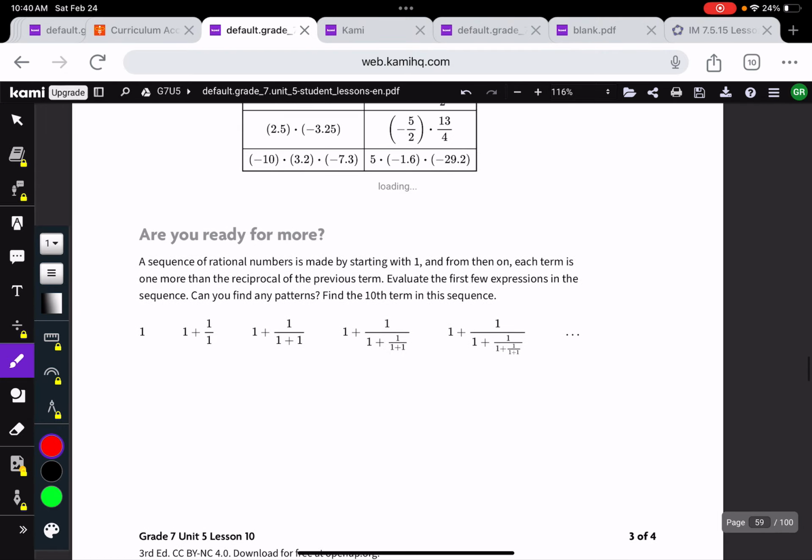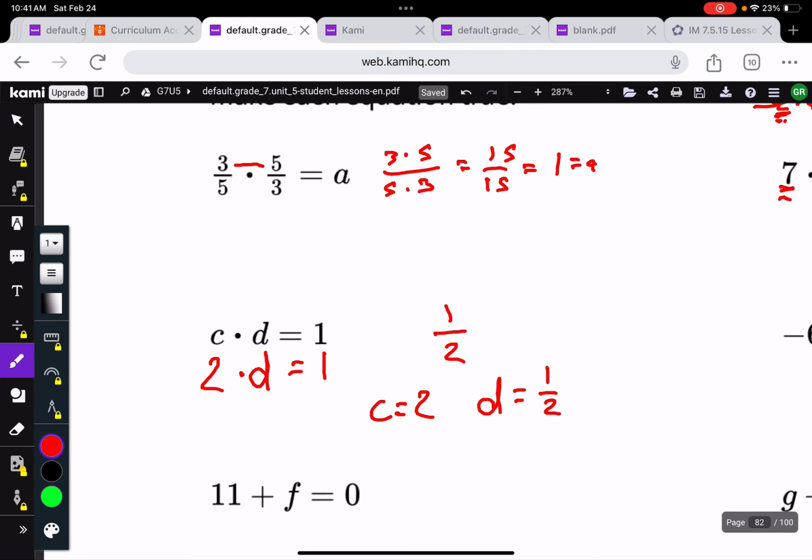So C times D, let's just say C is 2. Well, 2 times what is 1? Let's use the same thing we just did on the last problem. Means I take this 1, and take the answer divided by the problem. 1 over 2 means C could equal 2, like we just said, and that means D equals a half. 2 times a half is 1. In other words, what's half of 2? It's 1. So we've got that.